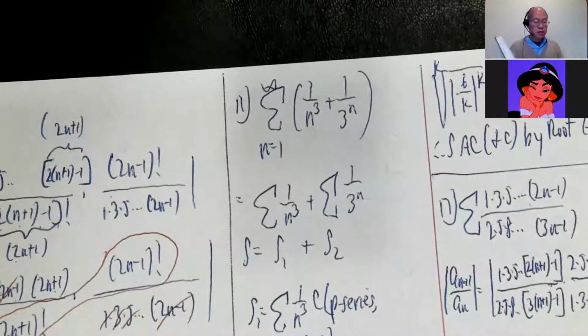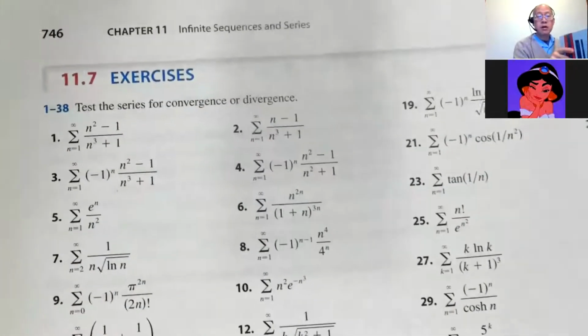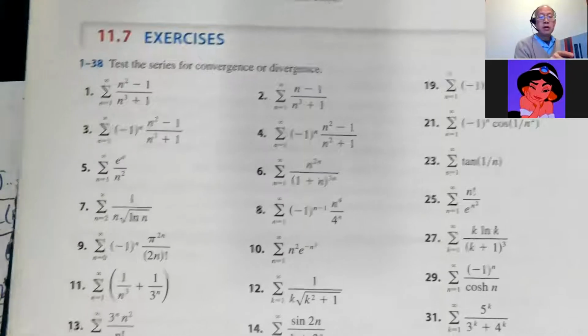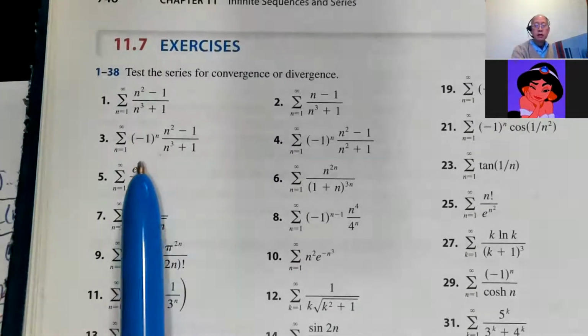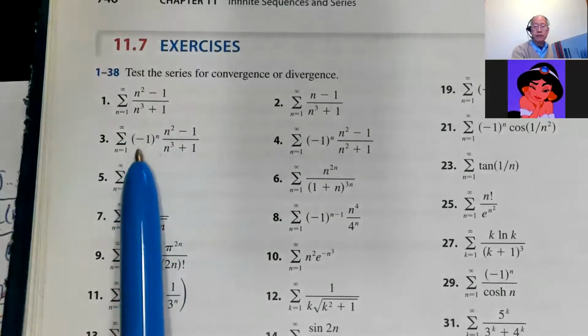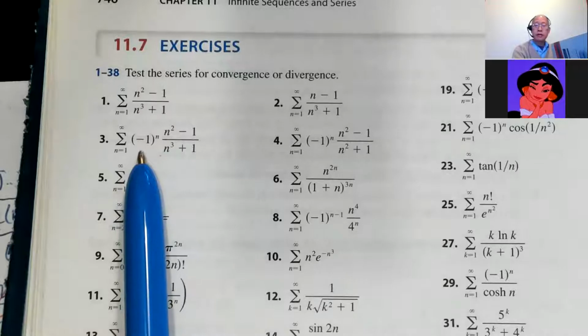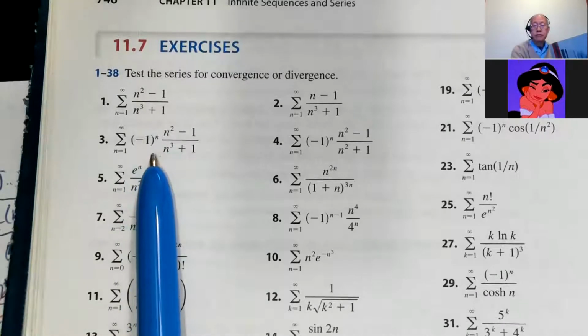I will give you some hints for some of the others. I'm going to do 11. I'll show you some of the others. Number 3, you should be able to guess what to do. That should be a giveaway. Alternating series test. Okay, so if you want to just jot down in your notes, AST.